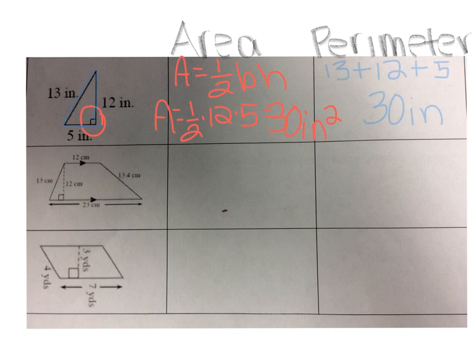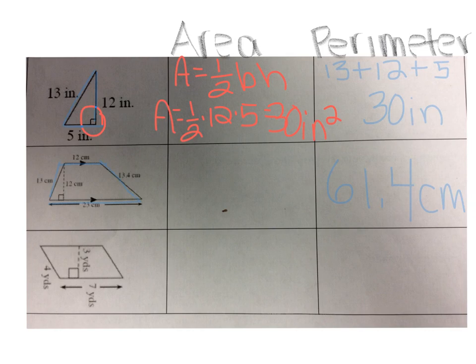Alright, let's take a look at the trapezoid. Let's do the perimeter first because that's less tricky. I have the outside edge. 13 plus 12 plus 13.4 plus 23. When I add those together, I get 61 and 4/10 or 61.4 centimeters.